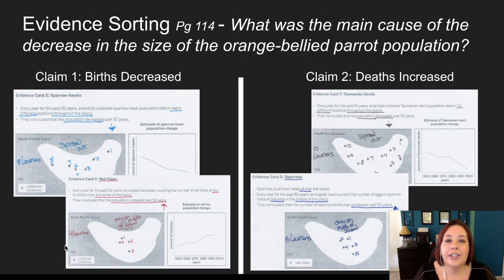Now, to sum it up nicely, this is what we decided that we were going to do. To support claim 1, that the births decreased and that caused a decrease in the size of the orange-bellied parrot population, we are using evidence card E and evidence card C. For claim number 2, that deaths increased and caused a decrease in the size of the orange-bellied parrot population, we are using evidence card F and evidence card D. And remember, evidence card I, it's totally up to you.